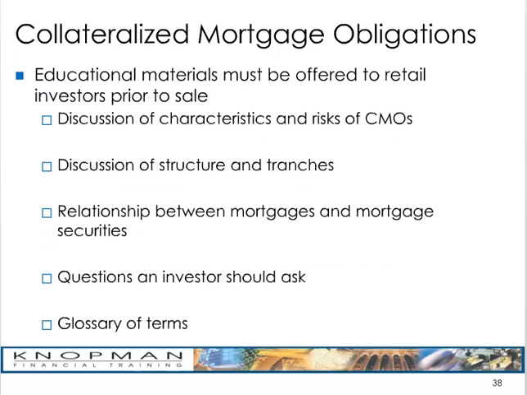Investors purchasing CMOs must be offered educational materials prior to sale. Those educational materials must include a discussion of the characteristics and risks of CMOs, a discussion of structure and what it means to have a tranche. It must discuss the relationship between mortgages and mortgage securities. It must detail questions an investor should ask, and it must include a glossary of key terms.